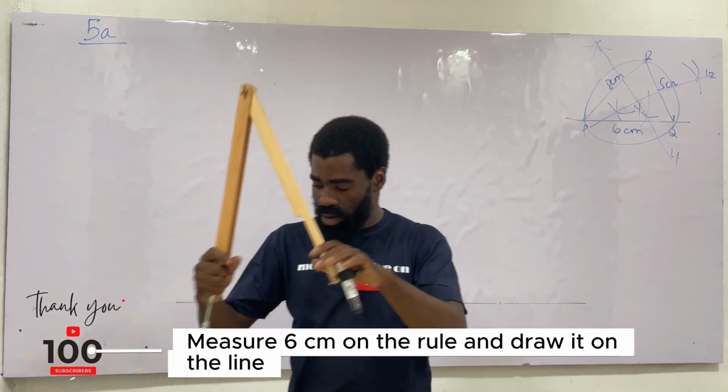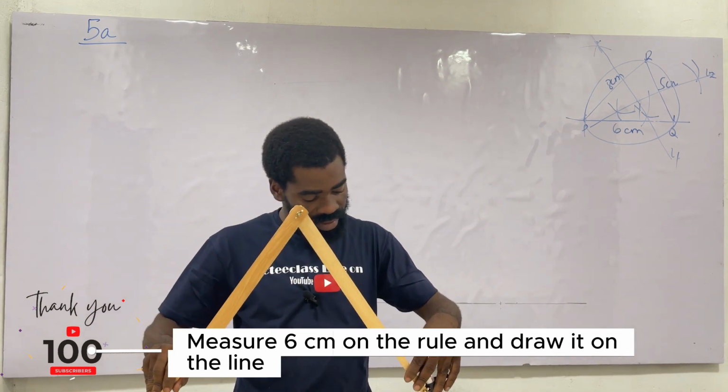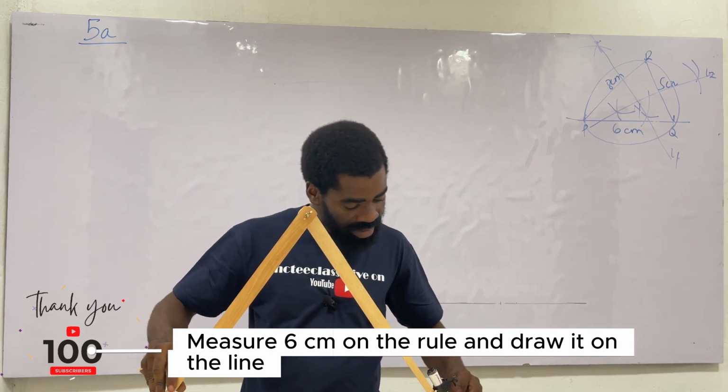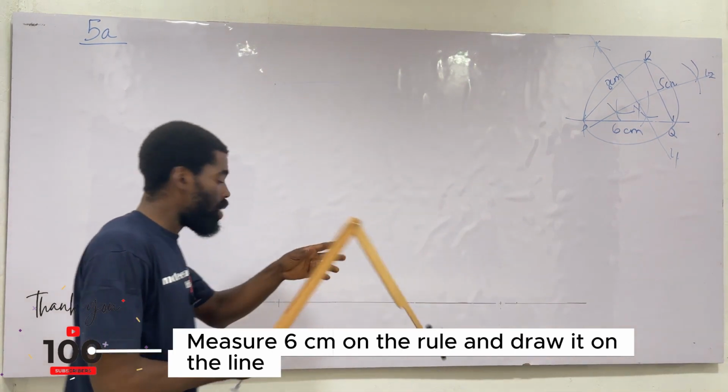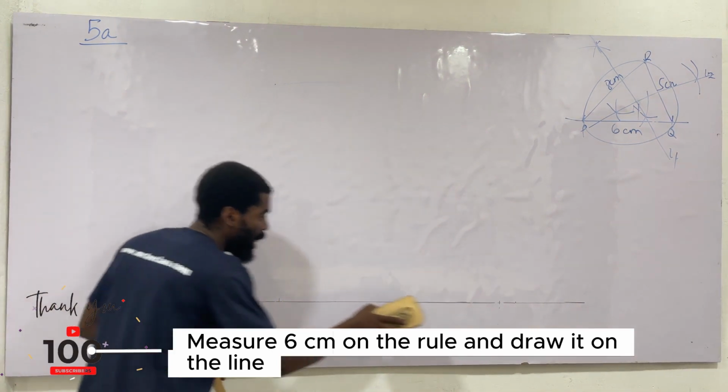You put this one on your 0. Then you extend this to 6 cm. So I have my 6 cm here. So I already have my long line. I have my 6 cm here. I have my long line.